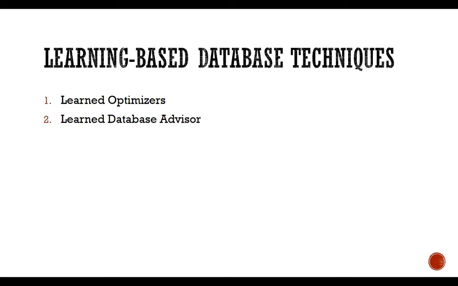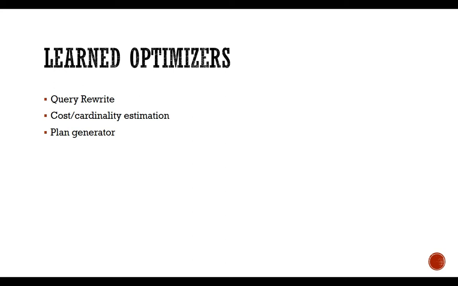Now let's take a look at the components of these learning-based database techniques, such as the learned optimizers and learned advisors. For learned optimizers, we have the query rewrite. Query rewrite is a feature that rewrites an SQL query to an equivalent yet more efficient query. The next one is cost or cardinality estimation. This is a feature that estimates the size of the possible returned result set from a given query. The last one is the plan generator. This is a feature that selects a good join order and appropriate physical operators in a query.